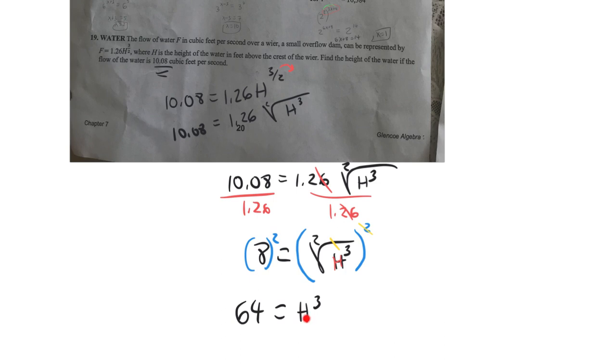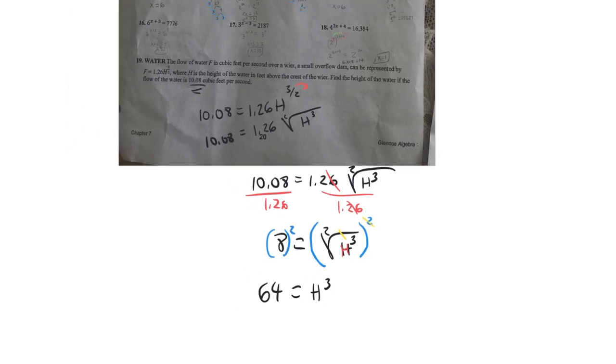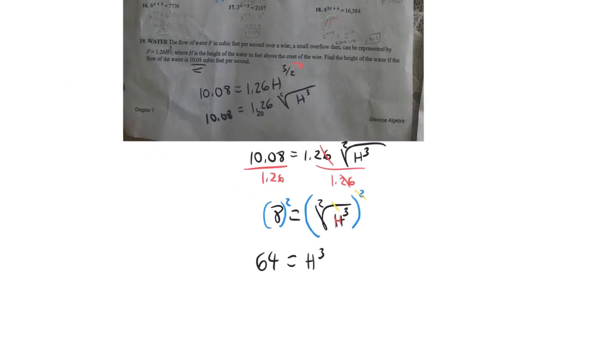Now we're almost there. We almost have this h by itself, but the problem is it's being raised to the third power. So how do you get rid of that exponent of 3? You have to do the opposite of cubing something, which is to take the cube root. So we're going to take the cube root of this side, but of course you have to do it to the other side as well. When you take the cube root of the right side, it cancels that exponent of 3, leaving us with just an h.